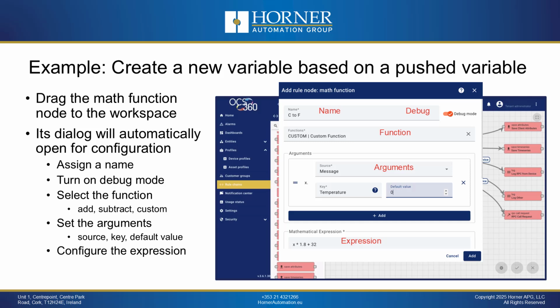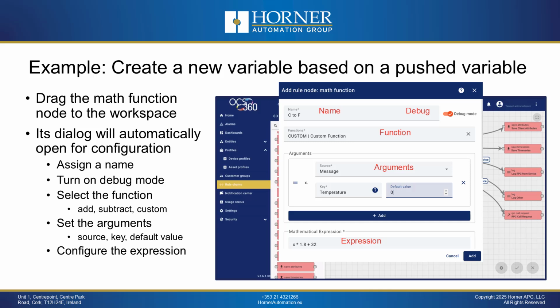In the case of the math function block, we need to select what function we are going to be using. In our case, we are doing a custom function, which allows us to type a complete expression in. The other options are things like add, subtract. So if we were just doing a simple add only, we would not have to use the custom function. Then we need to configure the arguments. What are the arguments in this case?